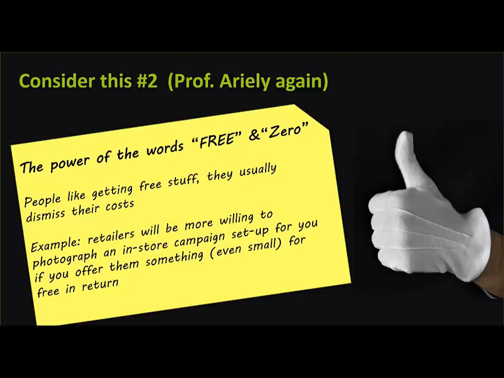Now I want to talk about the magical words free and zero. People love getting things for free. Research has shown that when people are offered something for free, they tend to forget the associated cost. So you can see people who make $100 an hour stand in line for a whole hour to get a scoop of ice cream that's worth $2.